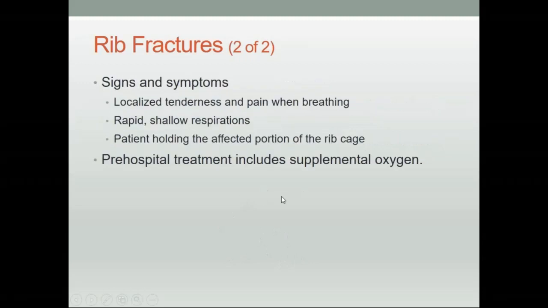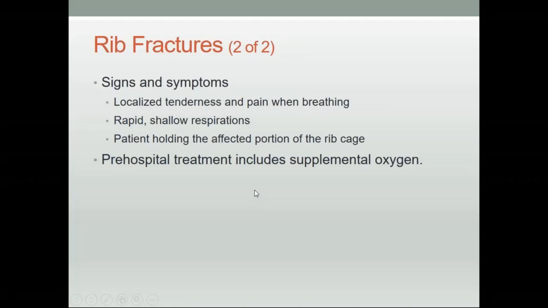Localized tenderness on palpation. So that point tenderness when we palpate it. They may not have crepitus with it, or they may have that localized pain. Localized means it's in one place instead of generalized all over the place. So as they take a deep breath, it hurts. They have rapid shallow respirations. They're trying to keep up their minute ventilations, so they breathe faster to compensate for that lower tidal volume. So those are signs and symptoms of a rib fracture.